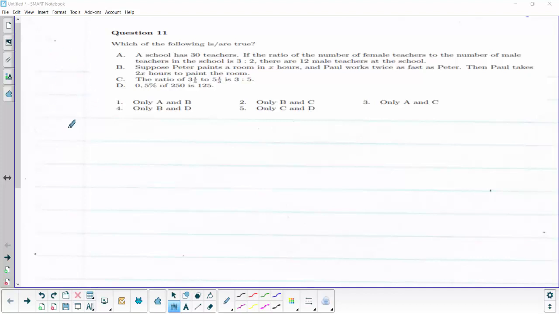Answer to question 11. We have the question stating that a school has 30 teachers, and then we also have B, C, and D. So let us consider A first. The total number of teachers is 30.